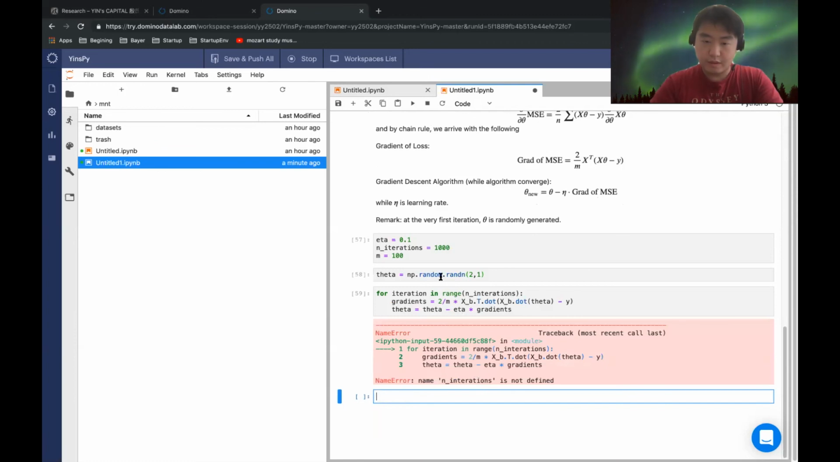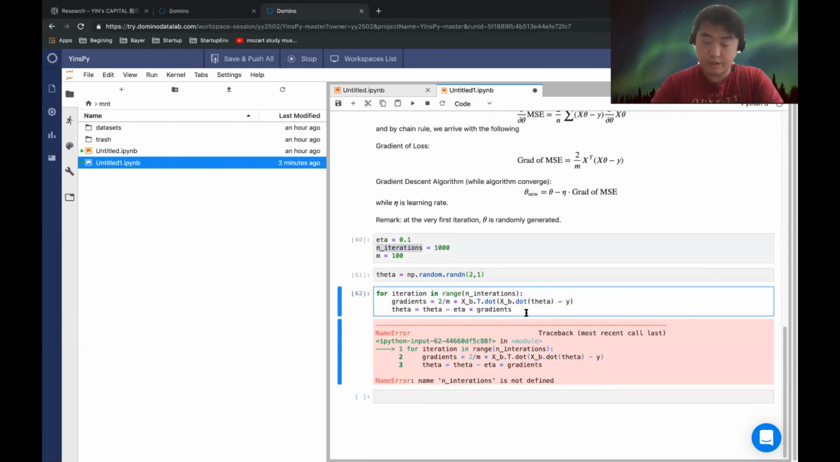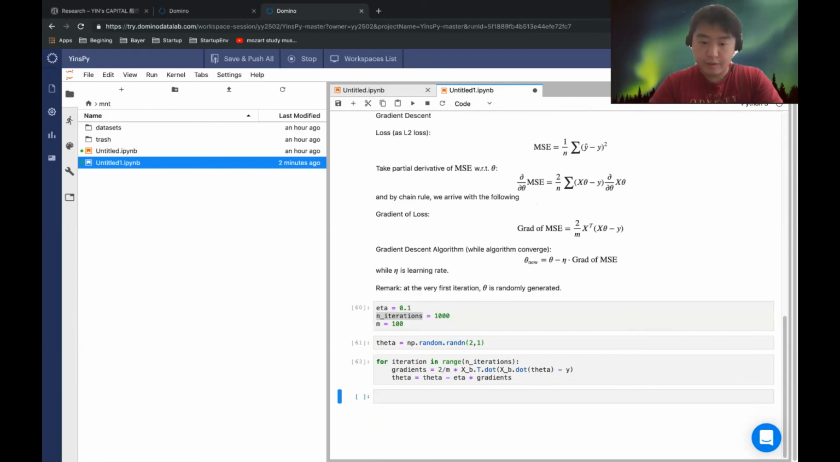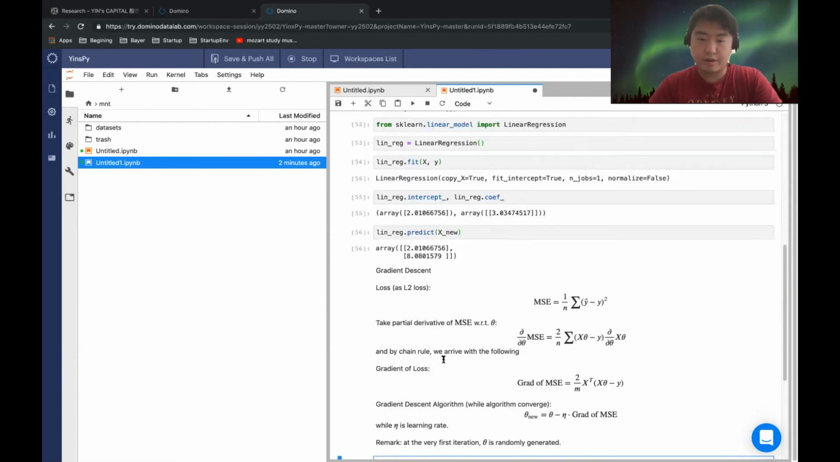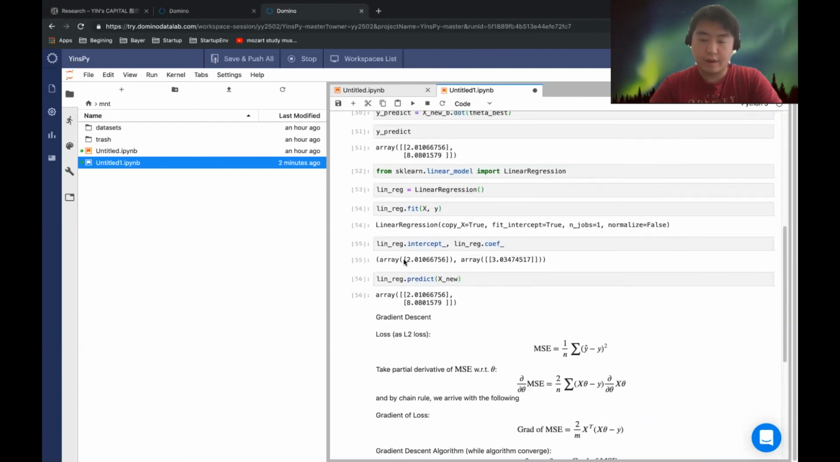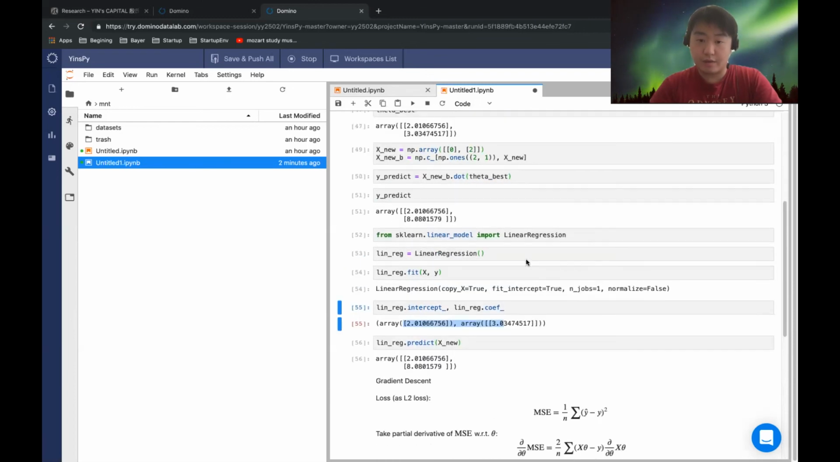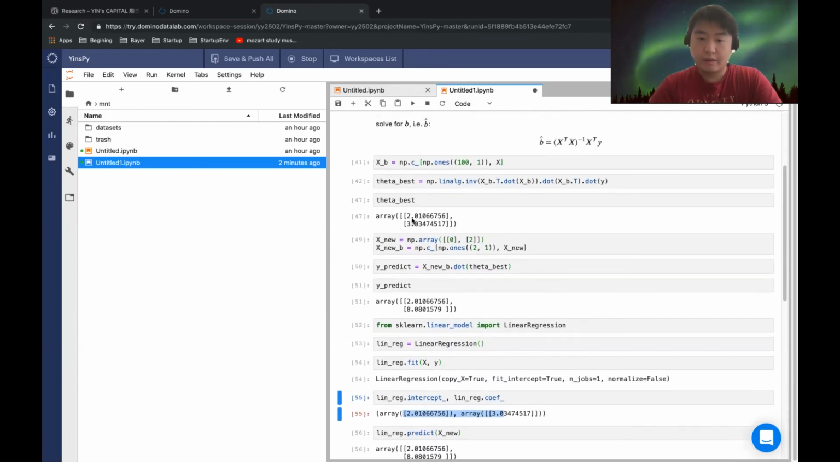What is the problem? N iterations. Oh, did I run this? N iterations. There we go. That's the typo. Boom. So that's done. Let's print that out. Okay, so it's 2.01 and 3.03. And as you can see, this result is very similar to what we have up here from the linear model and what we have up here, the basic linear algebra from scratch.